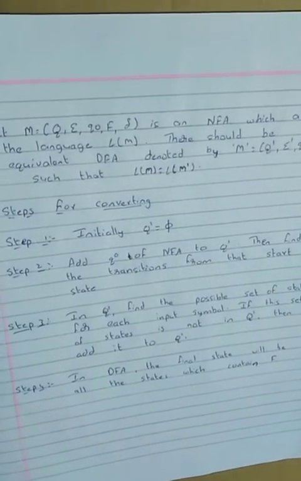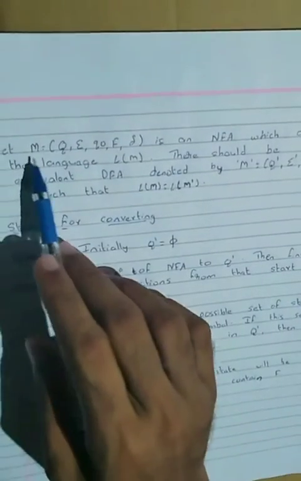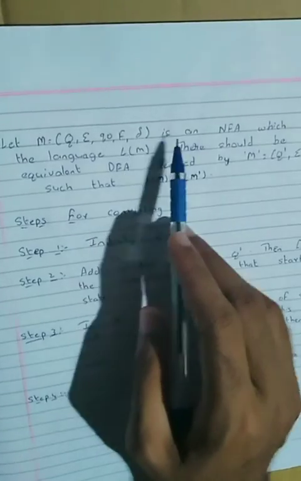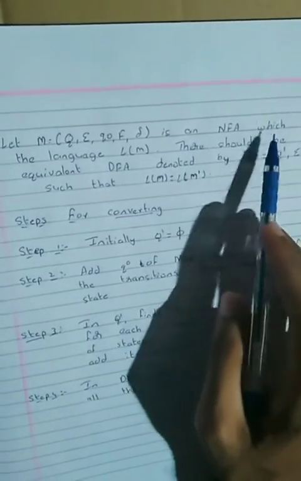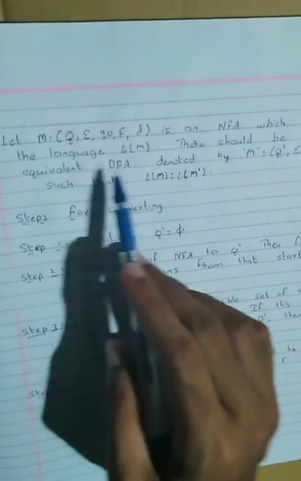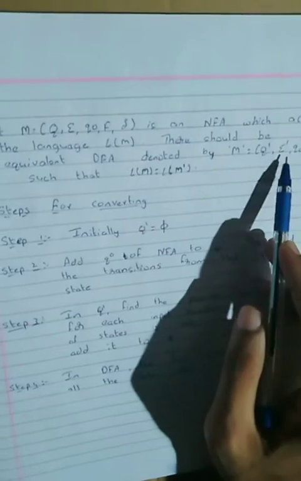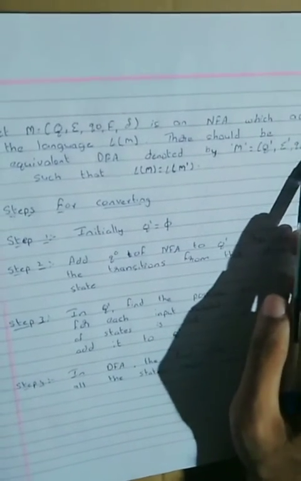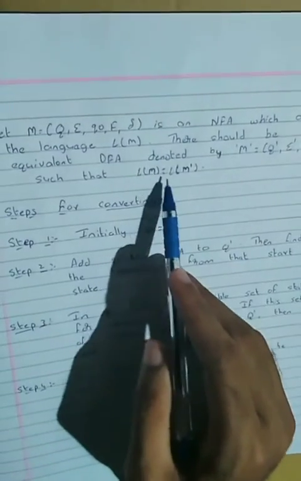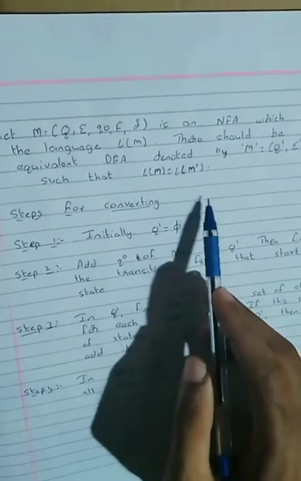Now let's discuss the steps of converting from NFA to DFA. Let M equal to (Q, sigma, Q naught, F, delta) be an NFA which accepts the language L of M. There should be an equivalent DFA denoted by M dash equal to (Q dash, sigma dash, Q naught dash, F dash, delta dash), such that L of M equals L of M dash. Steps for converting NFA to DFA.